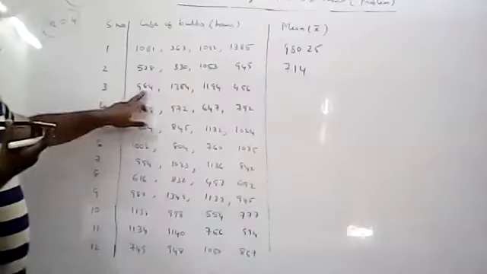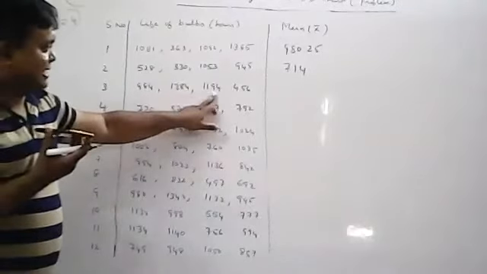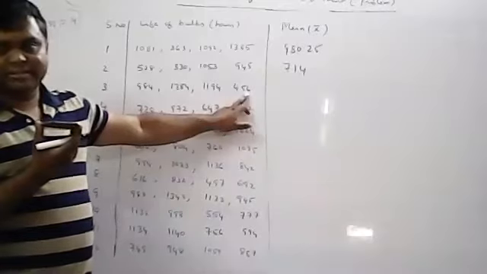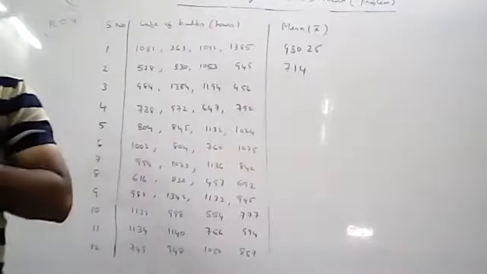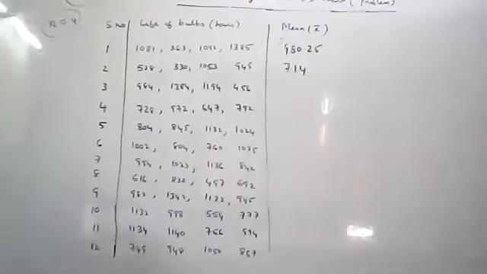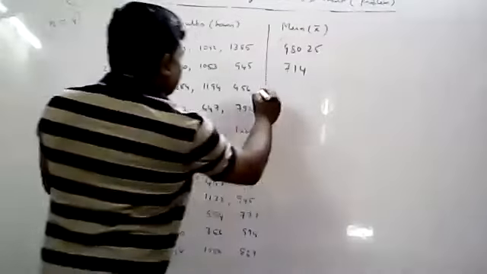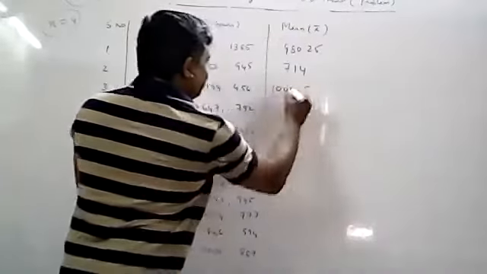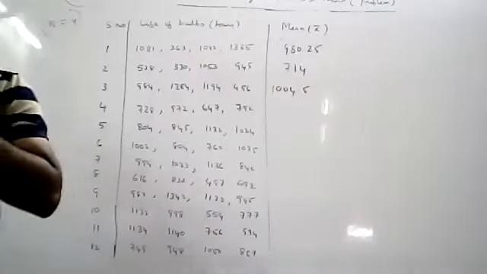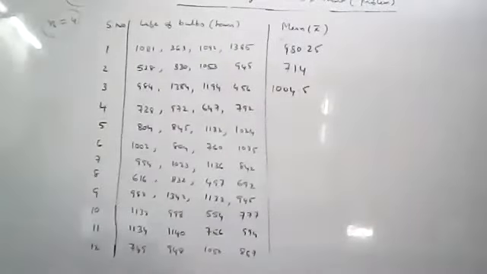I am reading the third sample. 984 plus 1384 plus 1194 plus 456, divided by 4. Tell me the third one. What is the answer you got? Anyone? 984, 1384, 1194, 456. You can add and divide by 4. 1004.5. Yeah, correct. 1004.5. Similarly, do the next one.